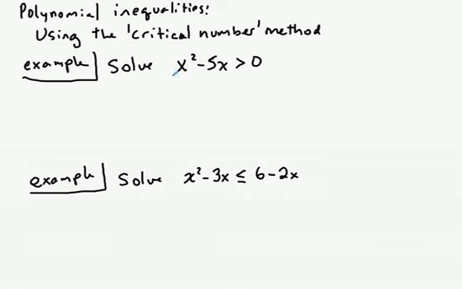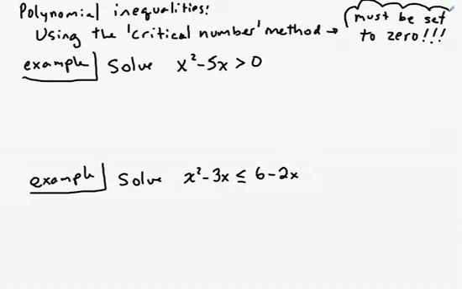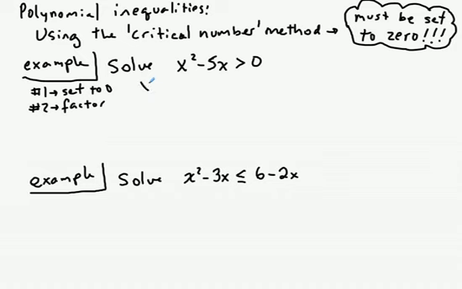Let me show you a basic example using x squared minus 5x is greater than 0. First and foremost in this method, the inequality must be set to 0. Very important. So we must be set to 0, and of course we are in this one. So we factor. We always start by factoring. Set to 0. Number 2, factor. All right, so we're going to factor our expression. We've got x times the quantity x minus 5 is greater than 0.